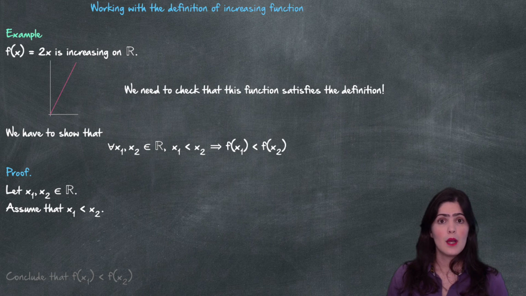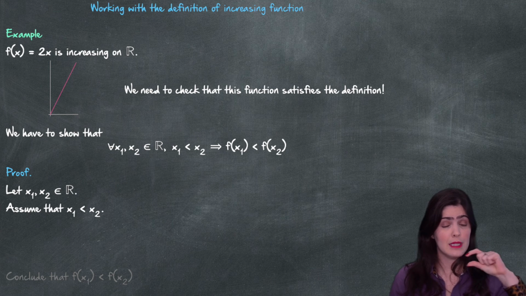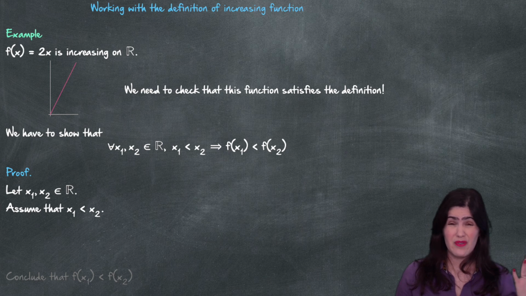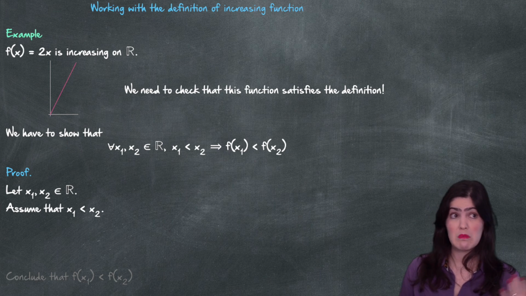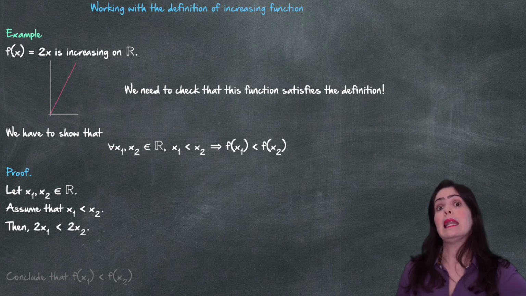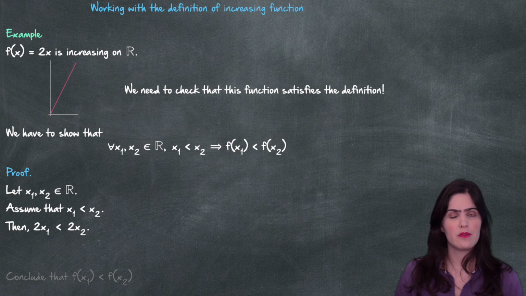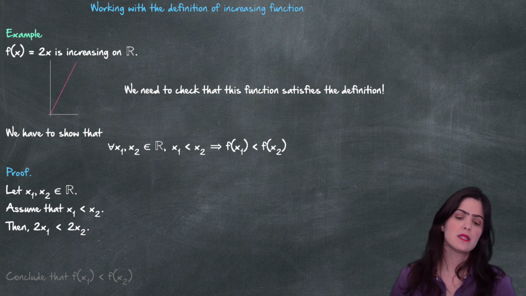Perfect. So now we need to do some manipulations in between. I have a big gap there in my proof. I need to fill it. Okay, well, I know if x1 is less than x2, if I multiply both sides of the inequality by 2, it preserves the inequality. We're going to talk about that later when we talk about real numbers, but for now, we're good. We're going to assume that we know that from high school.